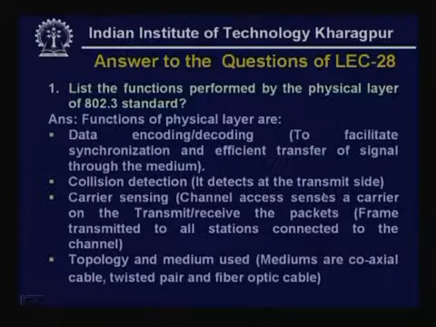So, here are the answers to the questions of lecture number 28. First question was: list the functions performed by the physical layer of the 802.3 standard. The answer is: functions of the physical layer are data encoding and decoding to facilitate synchronization and efficient transfer of signal through the medium, collision detection, carrier sensing, and it also decides the topology and medium to be used. So this is the function of the physical layer.